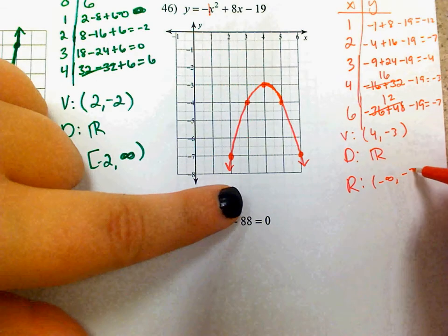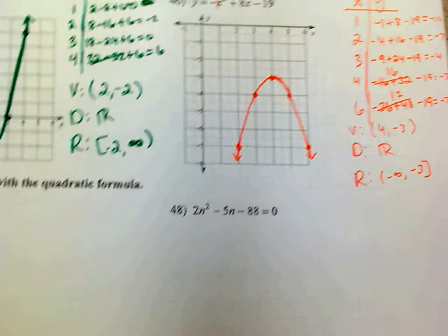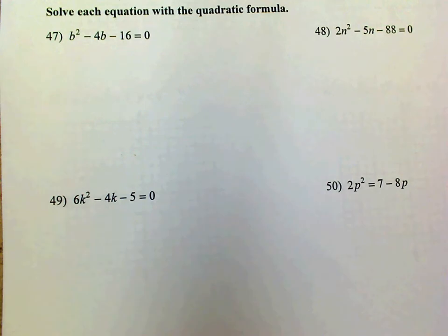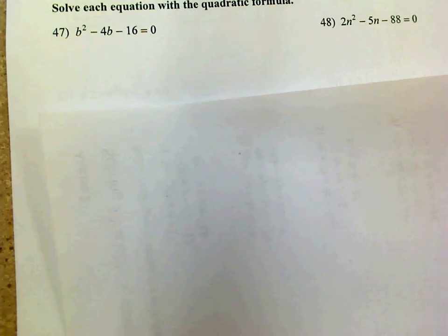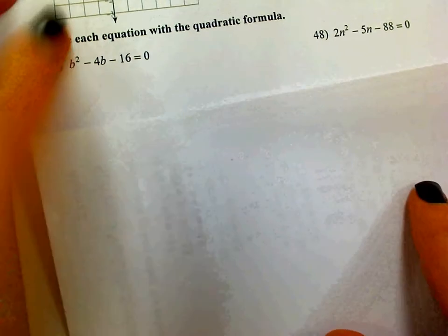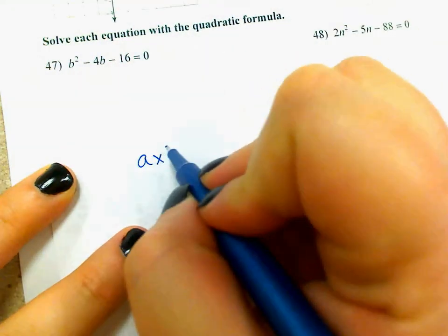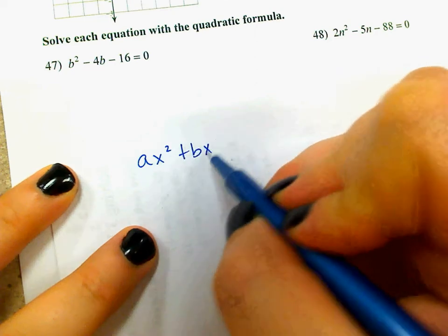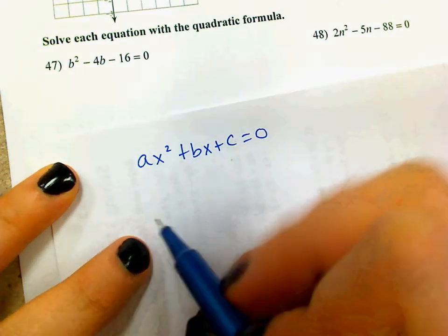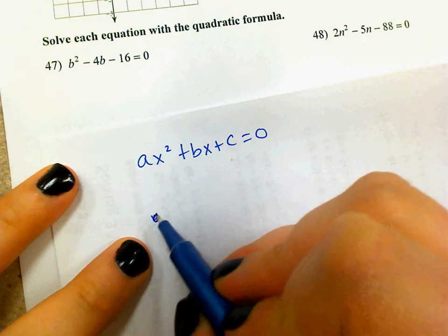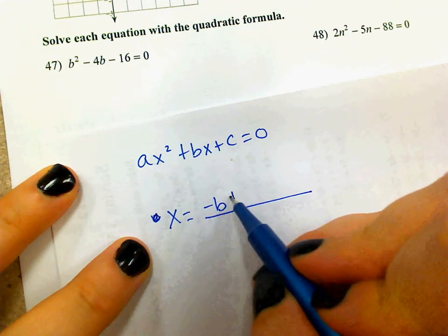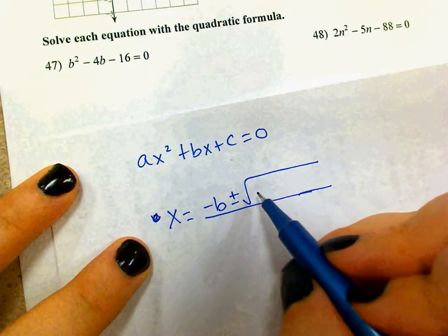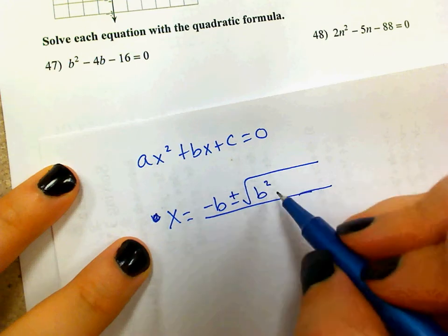Alright, solve each equation with the quadratic formula. So first, you gotta know the quadratic formula. If you don't remember it, you should do your best to remember it. If you're trying to solve ax squared plus bx plus c equals 0, then x equals the opposite of b, so the opposite sign, plus or minus the square root of b squared, the middle coefficient squared, minus 4 times the leading coefficient times the constant, ac, all over 2 times the leading coefficient.